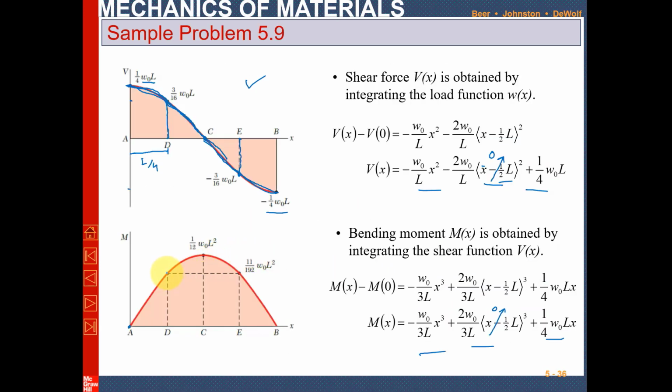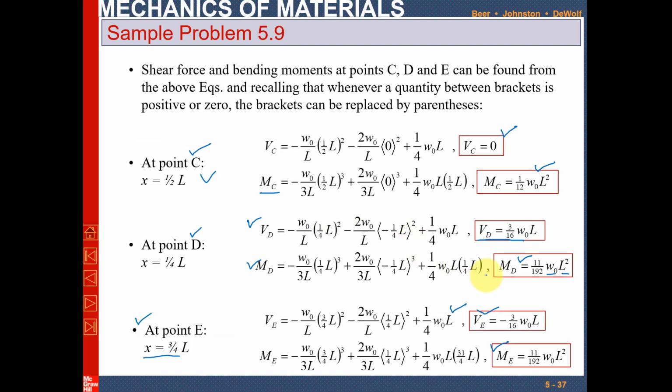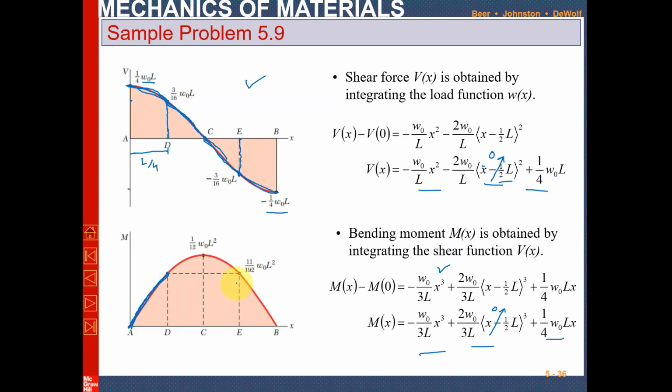So from point A to C, it will be a curve, because it is cubic, so it will not be a straight line. Again it will be a curve. At point C, you can see the moment is greater than at point D, 1 over 12 against 11 by 192. So this value is greater, so it will be above. If you plot it, at point C it will be like this. Again this is cubic, so it will be a curve.